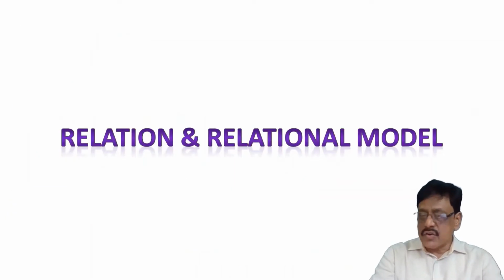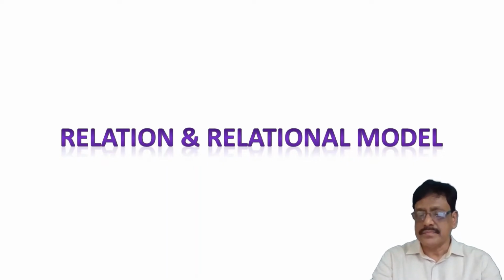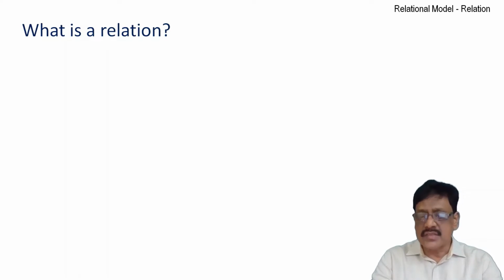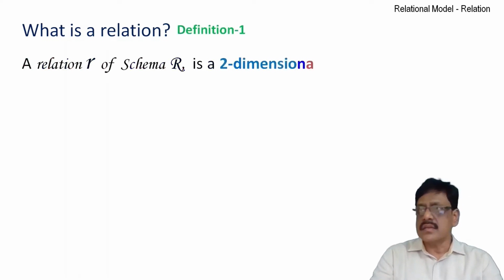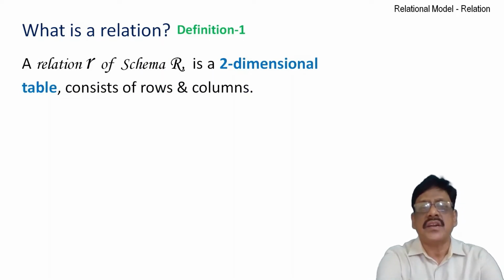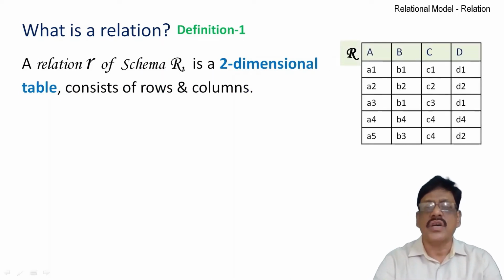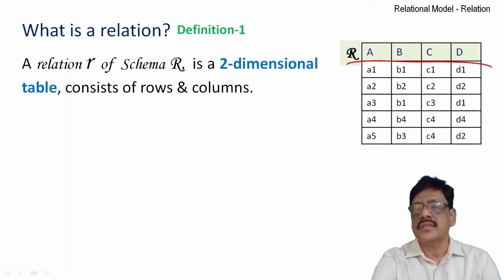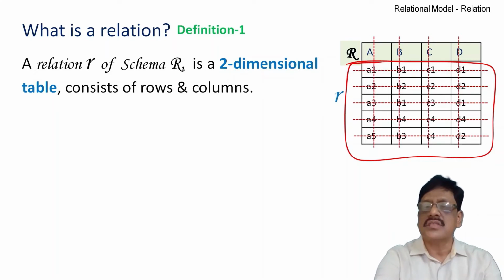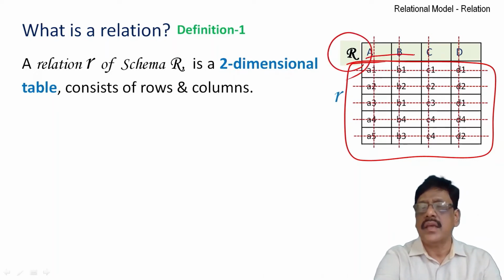Now let us learn what a relation is, what the relational model is, and the definition, characteristics, and terminology used for relations. So what is a relation? We'll learn two definitions. Definition one: a relation small r based on schema capital R is a two-dimensional table consisting of rows as well as columns. Look here, this is my relation, consisting of rows and columns, and it is based on the schema capital R, A, B, C, D.